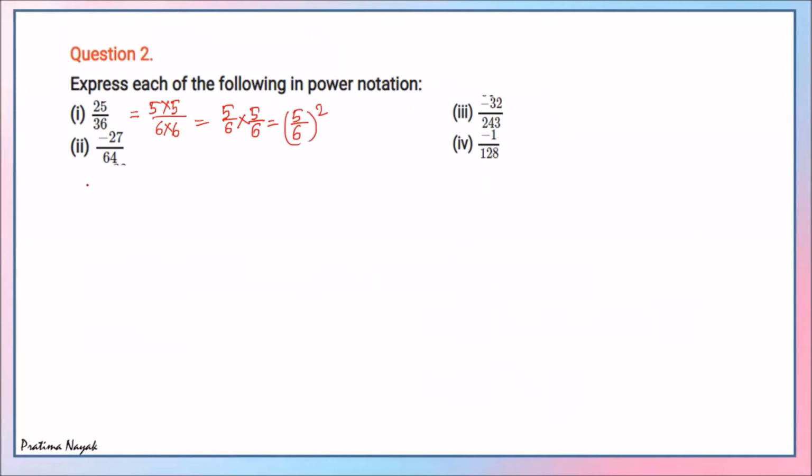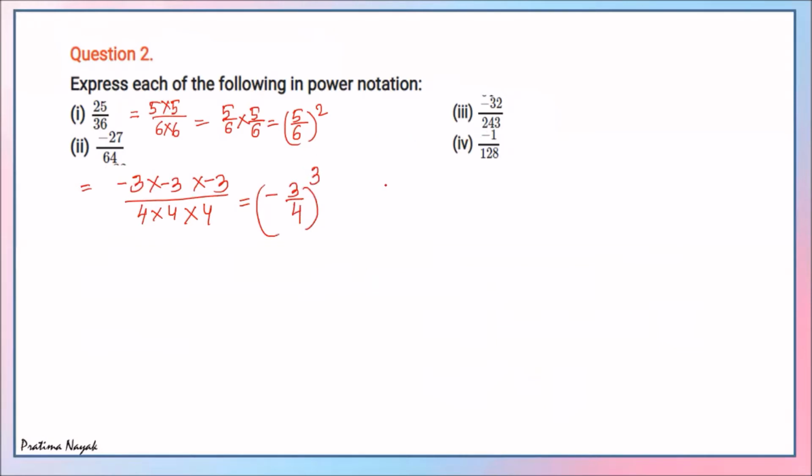Similarly, for the second one, it will be -27 and 64. So we have to think of the prime factors. 27 will be 3 into 3 into 3. But there is a negative sign, so it must be -3, -3, -3. And here, in the same way, 64 can be written as 4 into 4 into 4, 3 times. So are you getting it? Yes, so (-3 by 4) to the power 3. Now coming to the third one.